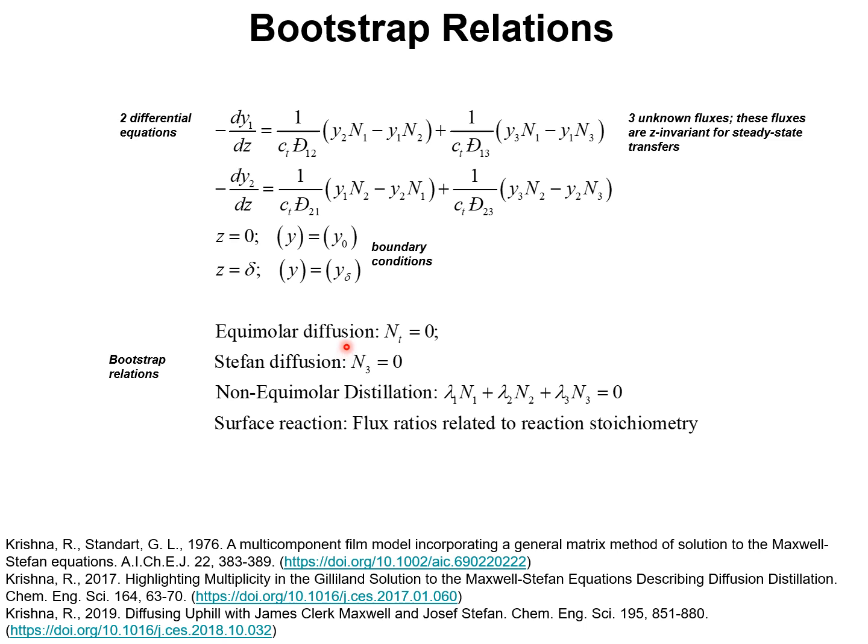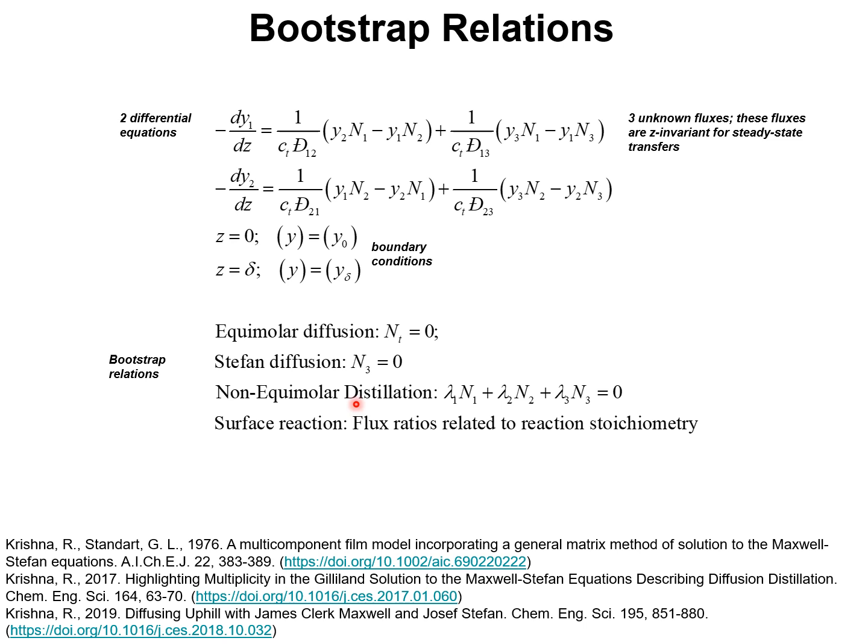And in practice, this could be the constraint of equimolar diffusion, which translates to the requirement that the sum of the fluxes is 0. We could have a scenario in which one of the components does not transfer. We have Stefan diffusion. This could be because the components, say, get absorbed into a solution in which component 3 is insoluble, and therefore we have the situation of Stefan diffusion.